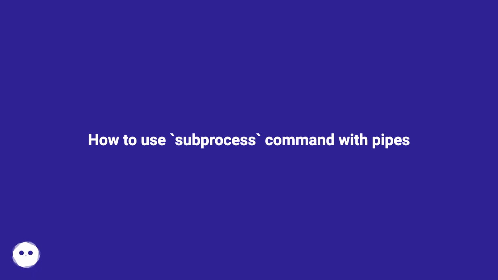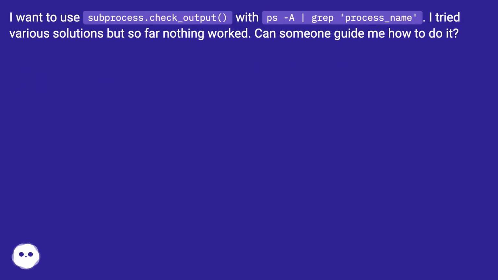How to use subprocess command with pipes. I want to use subprocess.check_output with ps process_name. I tried various solutions, but so far nothing worked. Can someone guide me how to do it?